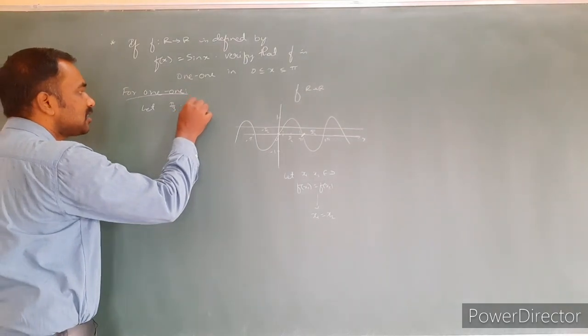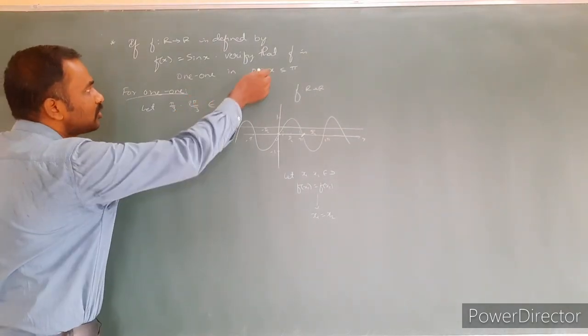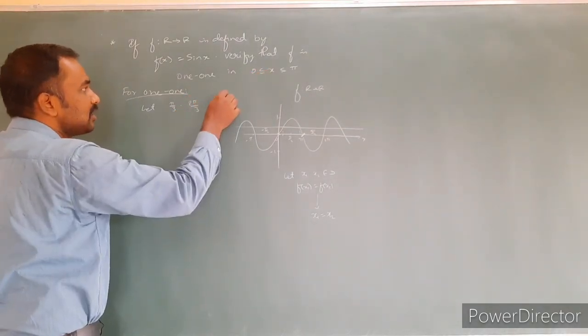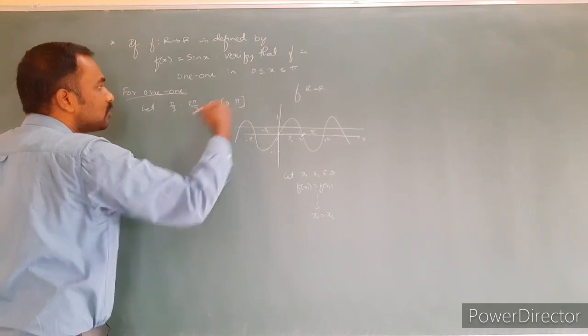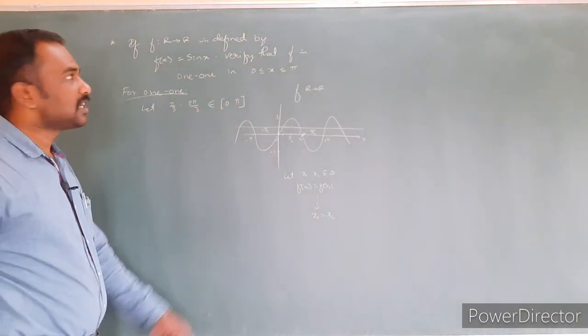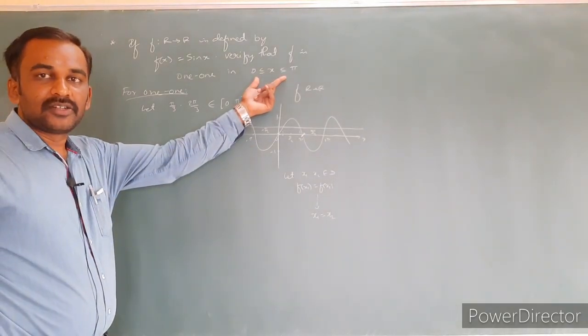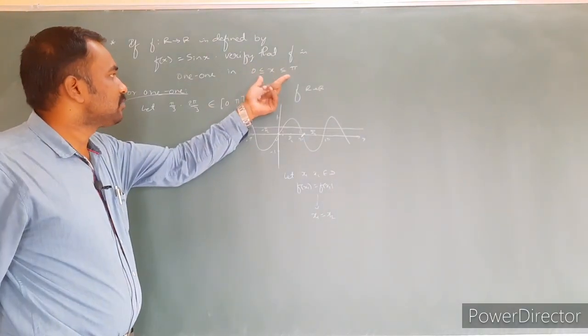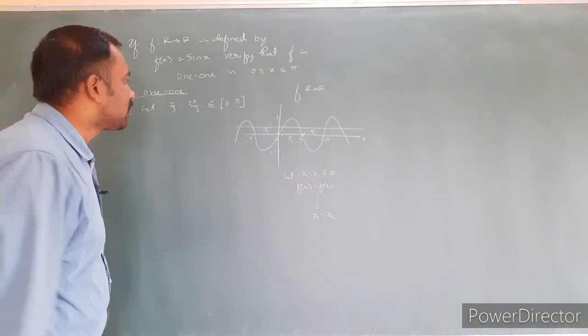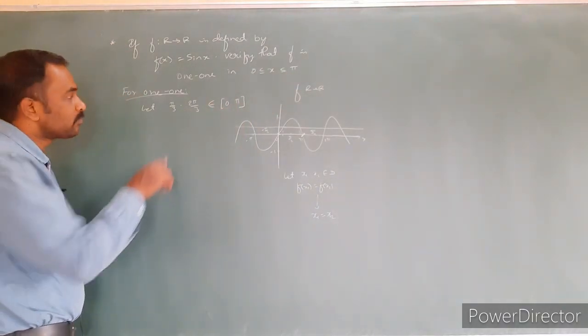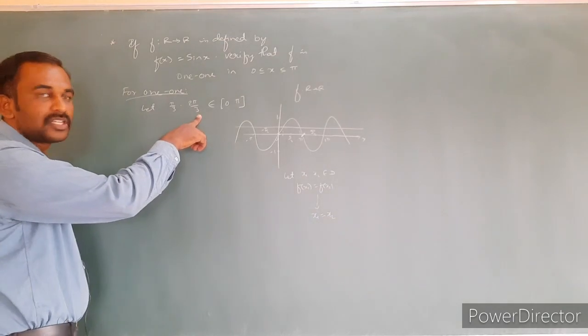And also I just write 2 pi by 3 belongs to the domain set. What is the domain set? Here the domain is the closed interval 0 to pi, that is 0 to 180. Obviously it is defined for all real numbers, but we need to verify whether the given function is 1-1 or not in this interval, so that pi by 3 and 2 pi by 3 belong to this interval. It is 60 degrees, it is 120 degrees.